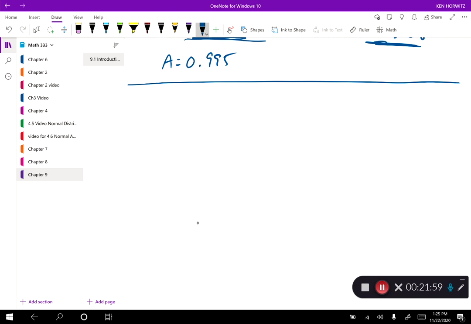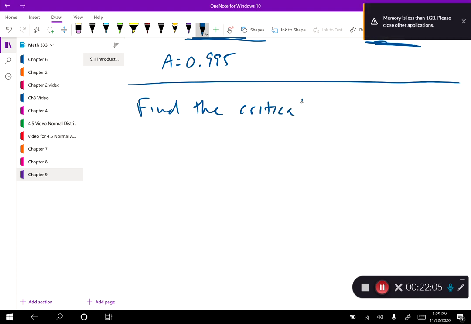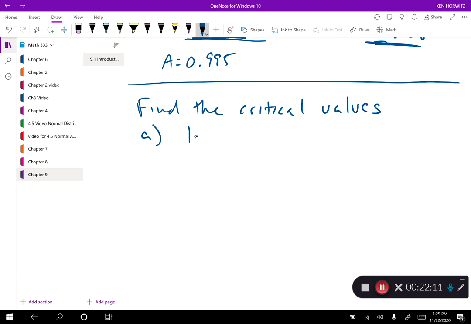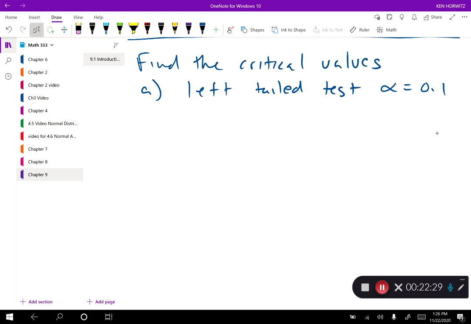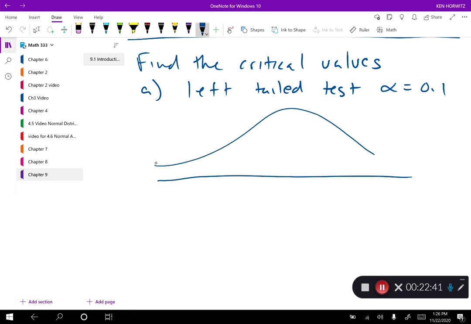All right. So let's say we had a left-tailed test, and alpha was 0.1. So we'll use a different alpha. I want to draw it out. I always like drawing these things out. I think it's a real good visual to make sure that you're going in the right direction, and making sure that you have your negatives and positives perfect.